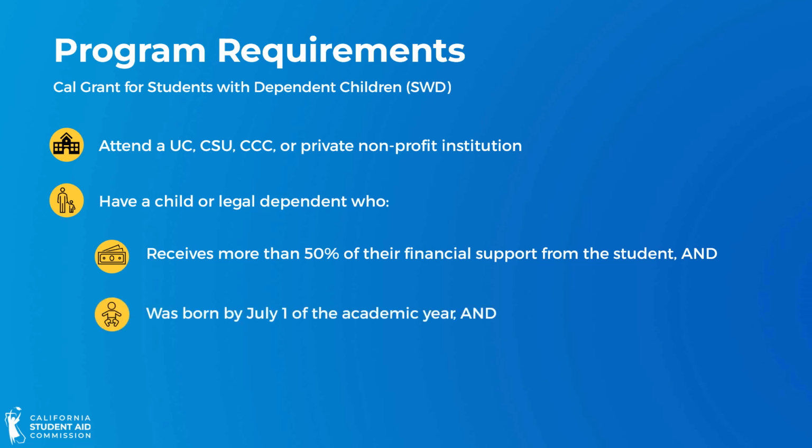The dependent must also have been born by July 1st of the academic year. If the student's only child or only legal dependent is born during the award year, the student would not be eligible for SWD until the following year. The dependent must also be under the age of 18 at the beginning of the academic year. Students must have a child or dependent that meets requirements every year to continue receiving SWD access. If the student's only child or only dependent is 18 years or older at the start of the academic year, that student would not qualify for SWD.